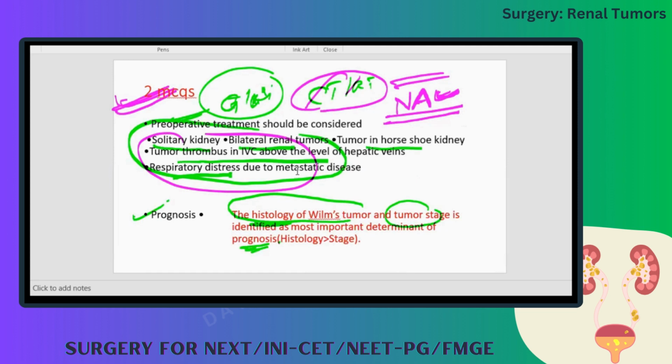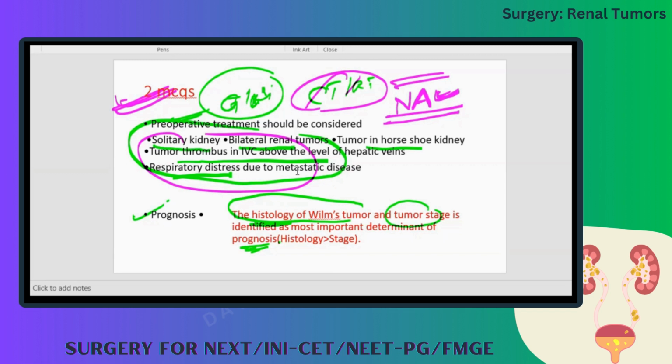Breast cancer, just repeat. Breast cancer, most important determinant of prognosis: axillary lymph node. For Wilms tumor: histology, histology of the Wilms tumor. Then for sarcoma: it is the grade of the tumor.